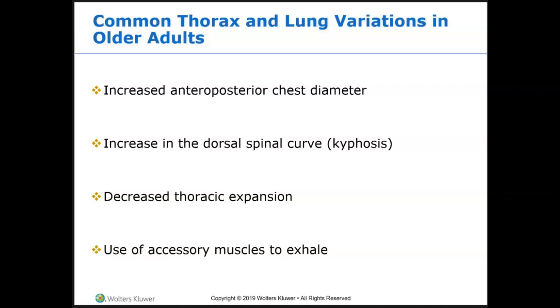Common thoracic and lung variations in older adults. The chest should be symmetric with the transverse diameter greater than the anterior posterior diameter. If there is an increased anterior posterior diameter, this is typically seen with chronic lung diseases. We describe this as a barrel chest, okay?